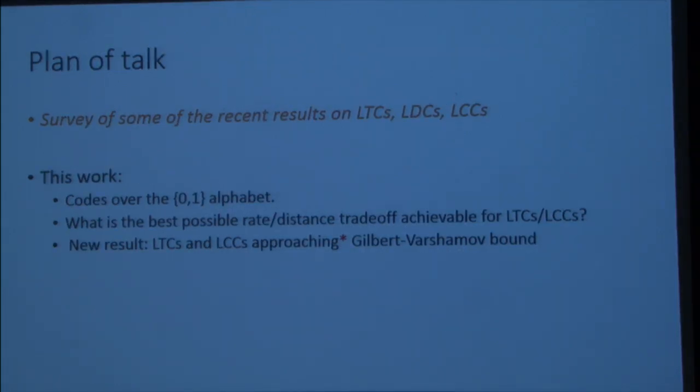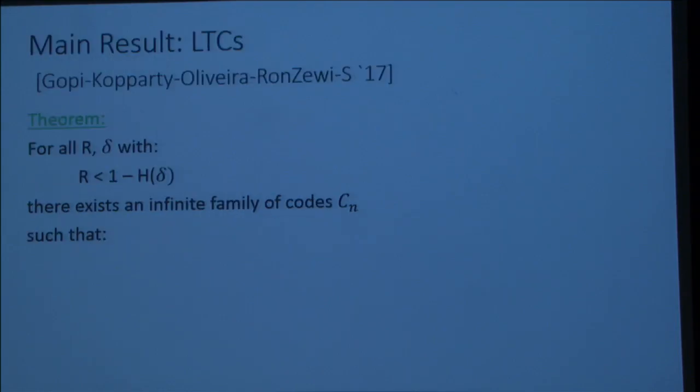So that was what I wanted to tell you about what we know so far. Now I'll tell you about the current work, which is, let's focus on the binary alphabet and ask: if you want locality, then what's the best possible rate-distance trade-off you can achieve? We'll show that there are locally testable and correctable codes which approach the GV bound. There's an asterisk, and I'll explain what it means.